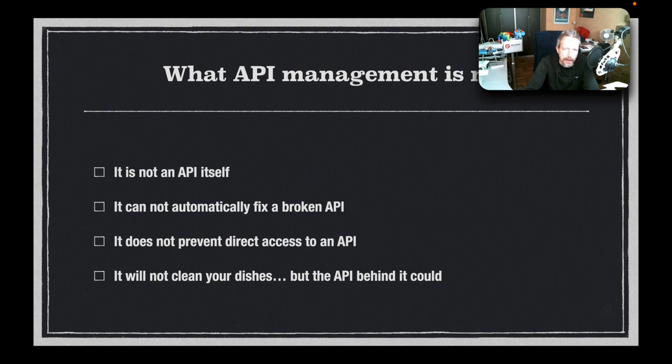Another misconception is that it does not prevent direct access to an API. If your API endpoint is unsecured in the public space, having it connected with the API manager does not automatically hide it from the rest of the world. It's still accessible over the public internet unless you provide additional steps to put it in a secured virtual network and all those things. An API manager will not clean your dishes, but you could build an API behind it that could, just to make that little distinction.